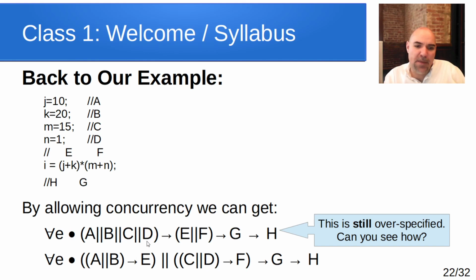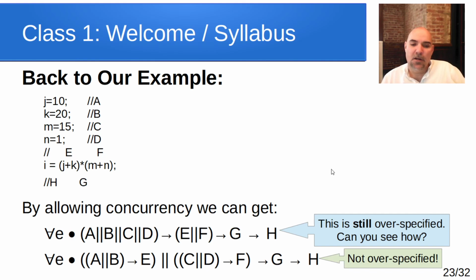But both of those paths could be run concurrent with one another. But all of that has to finish before we can do the multiplication. And then the multiplication has to finish before we can do the assignment. So that version there that we have with all that stuff plugged in is no longer overspecified.